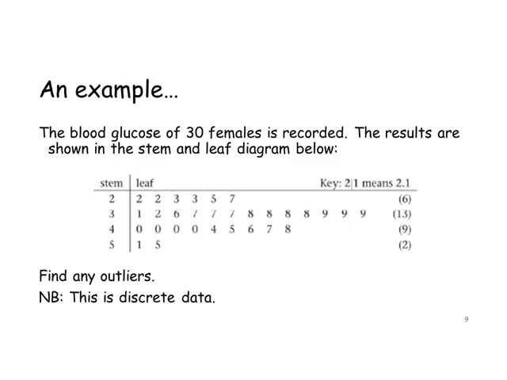The blood glucose of 30 females is recorded. The results are shown in this stem and leaf diagram, and we must find any outliers. We're told that the data is discrete. The key here tells us that 2.1 means 2.1. So for example, this number here means 3.2.